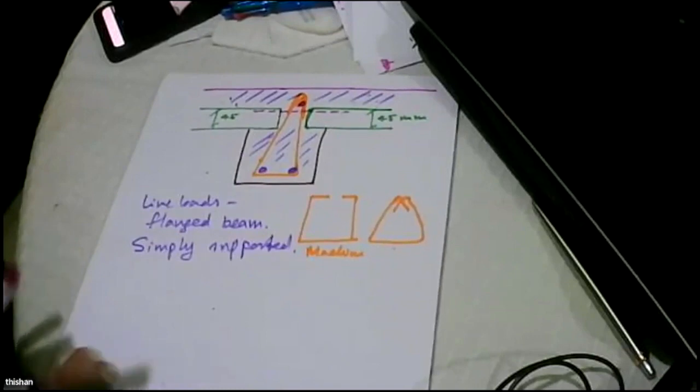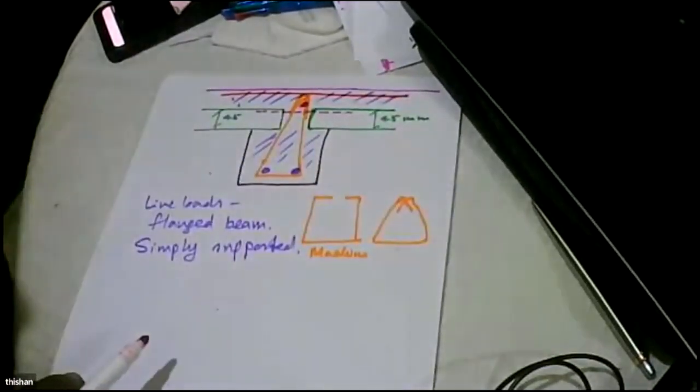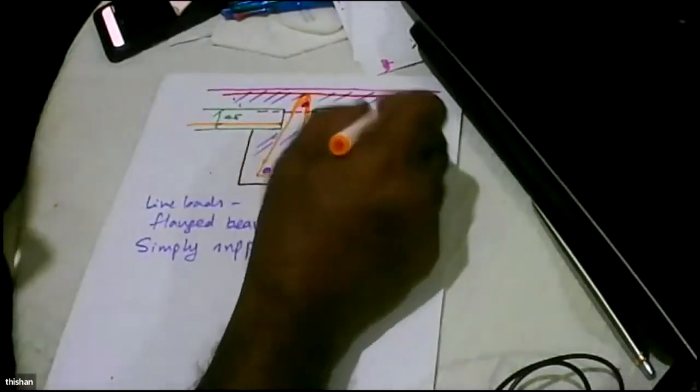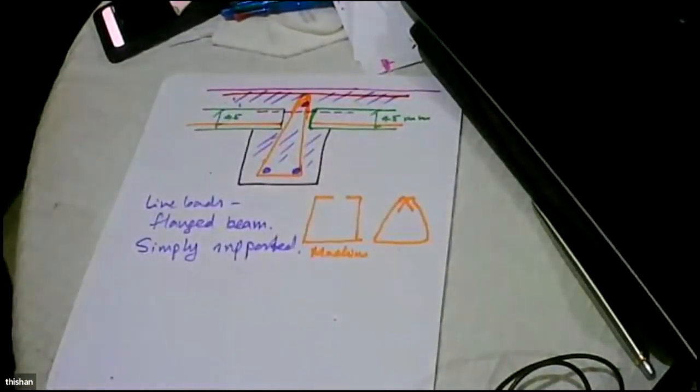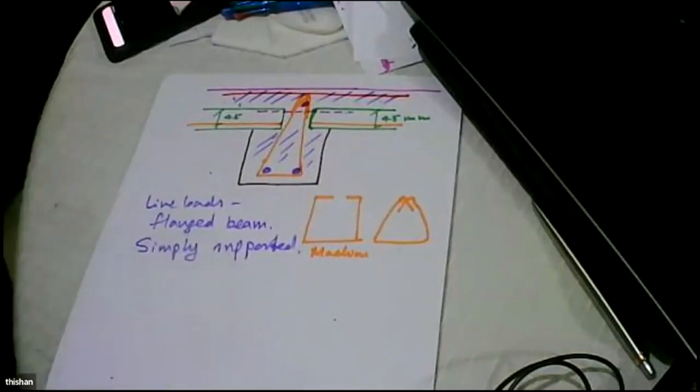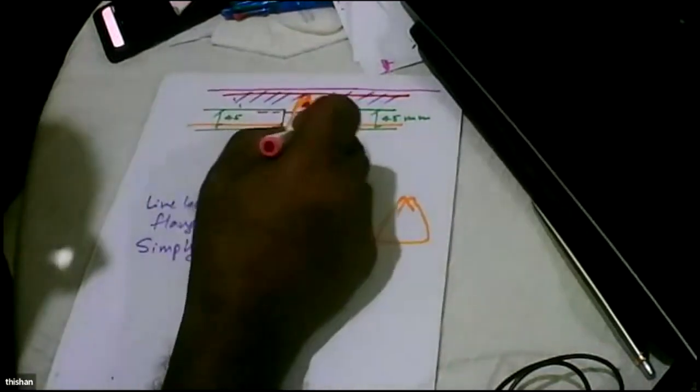But we make the slab continuous this way by having top reinforcement, and the slab will have bottom reinforcement that will come to this level. And to prevent any bearing failure, what we do is we fix a reinforcement here.